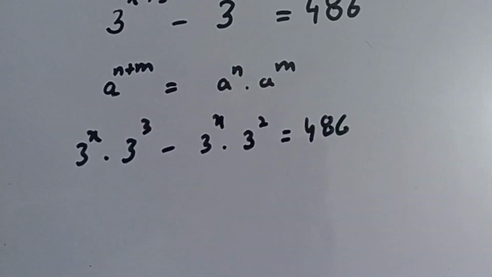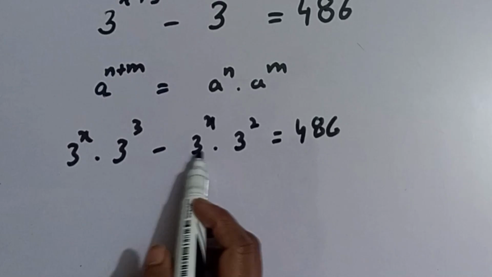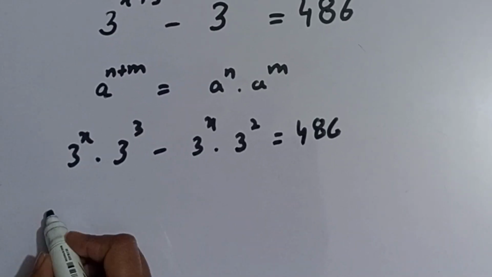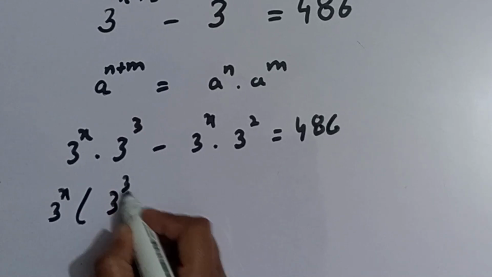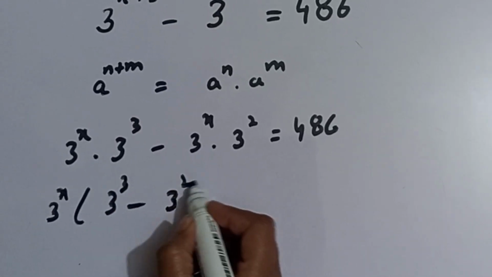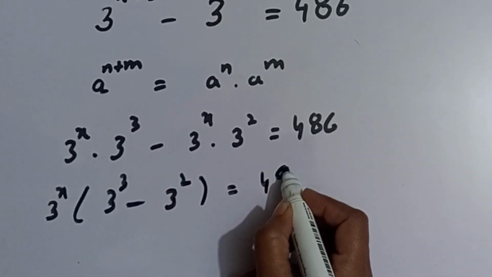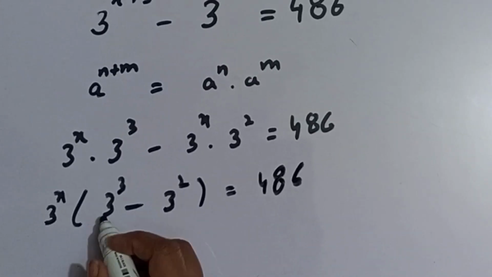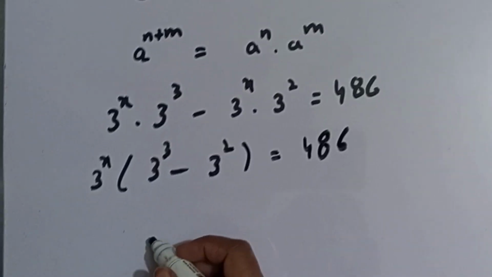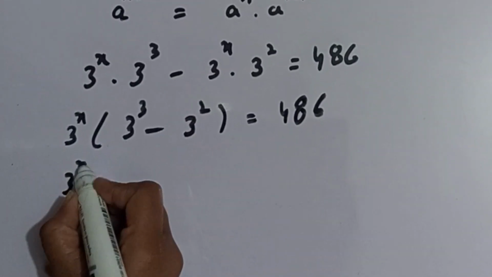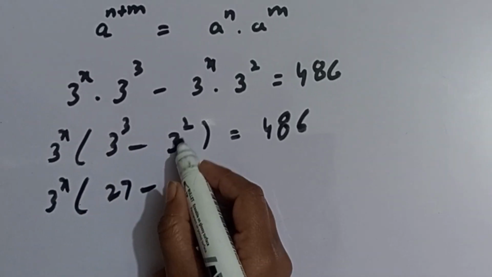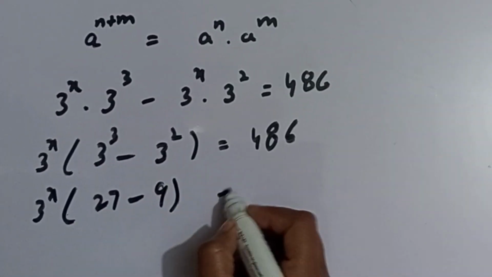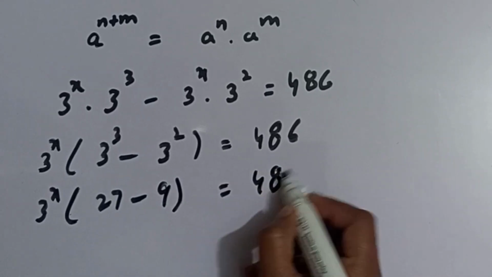486. Now 3 raised to the power x is involved in the first two terms, so we factor it out, and the remaining will become 3 raised to the power 3 minus 3 raised to the power 2, is equal to 486. Now we expand this. We know that 3 raised to the power 3 is equal to 27, minus 3 square, which is 9, is equal to 486.